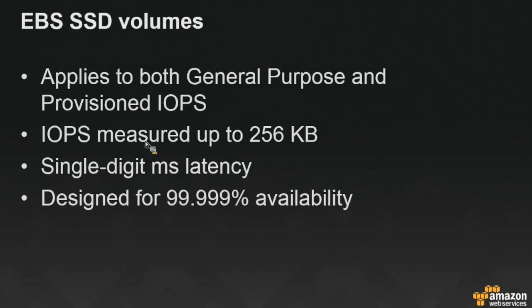Now that is different from where it was last year, where it used to be 16 kilobytes. So this actually means you can do substantially higher throughput on your volumes than you could in the past without using up your IOPS. So you can actually provision less IOPS for higher throughput on them.